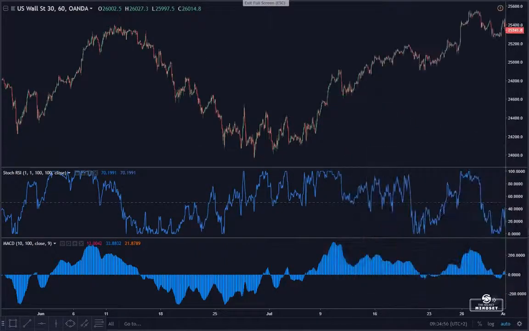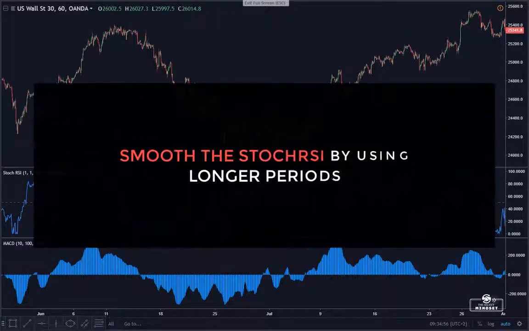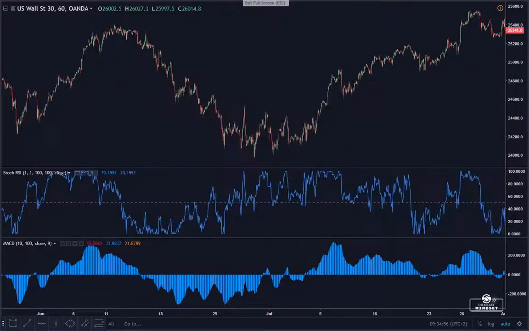Here is my favorite way of using the stochastic RSI. What I prefer to do in order to make the indicator more reliable is to smooth it by using longer periods. For this setup to be profitable, I prefer to use the 100 period for the RSI and the 100 period for the stochastic. The trick here is to add a 50 level and watch for bullish and bearish periods.